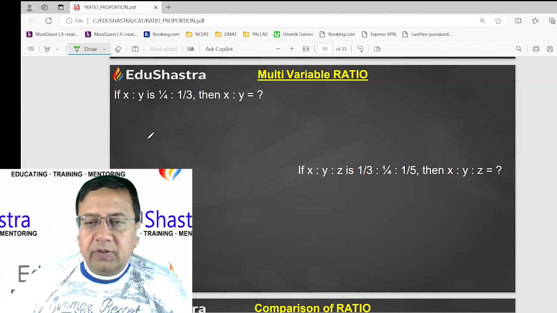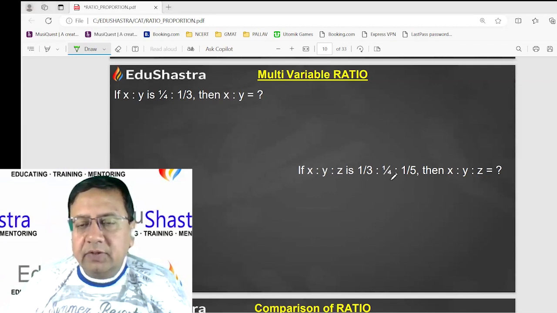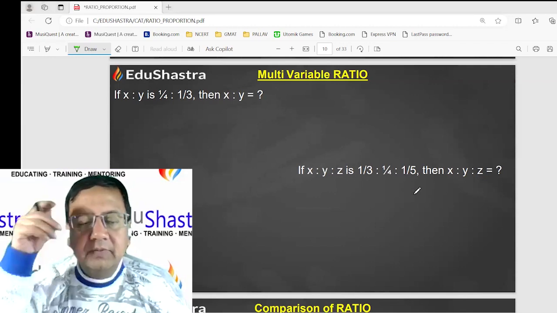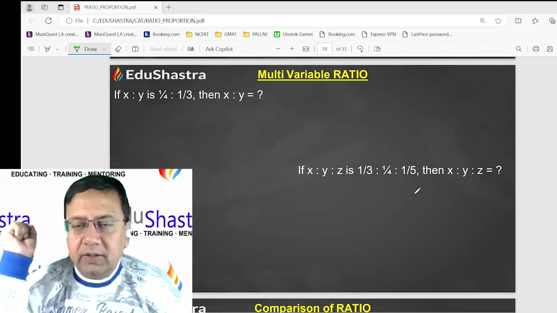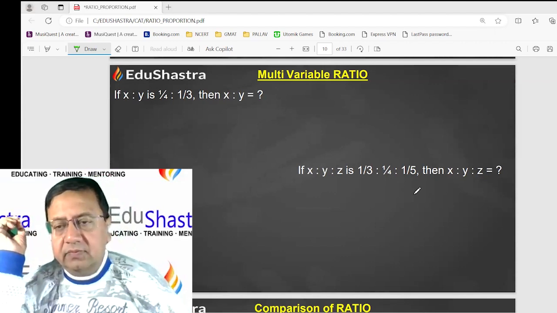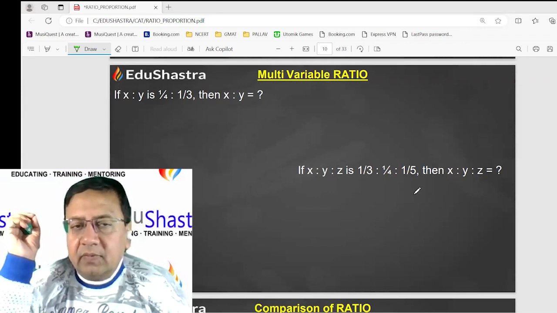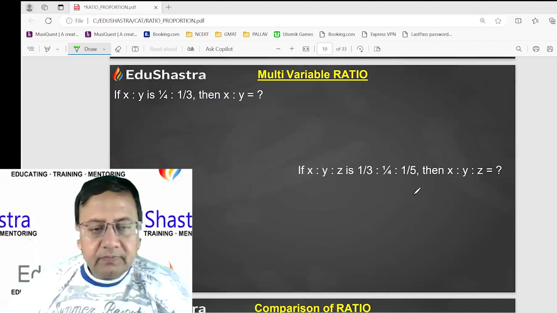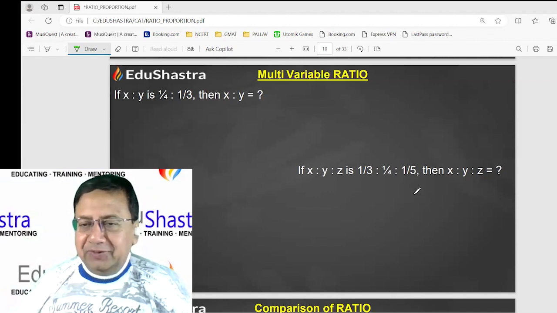Okay, so what about this second one, Kuntal? If I have x is to y is to z is 1 by 3 is to 1 by 4 is to 1 by 5, then what can I do here?